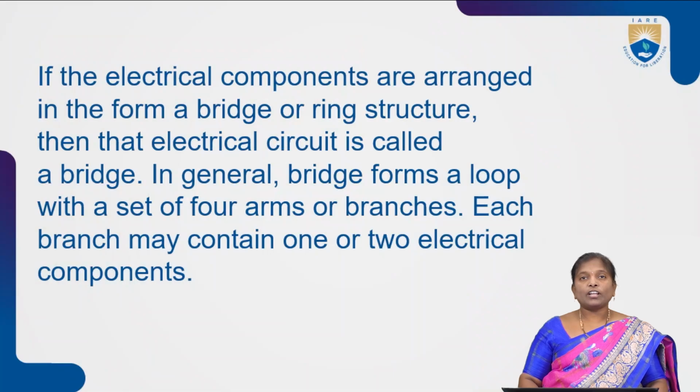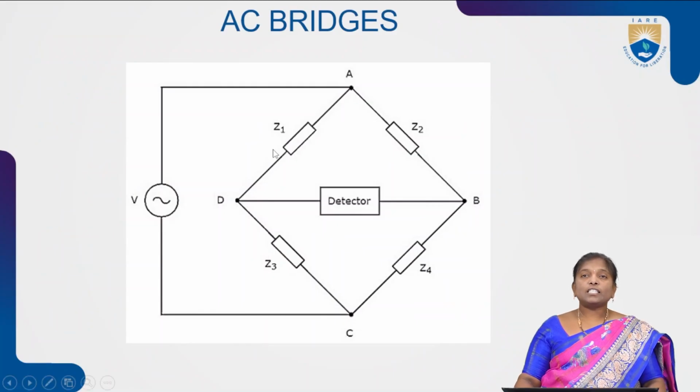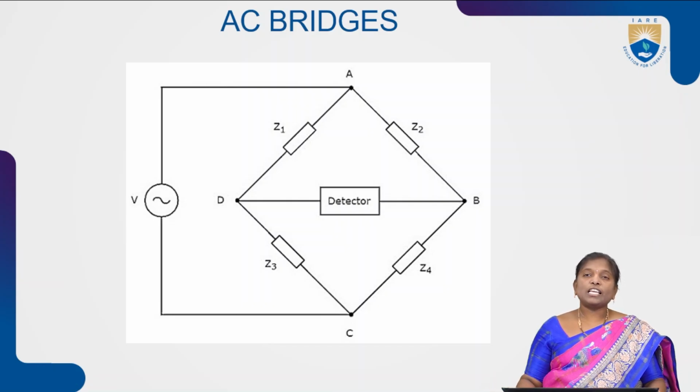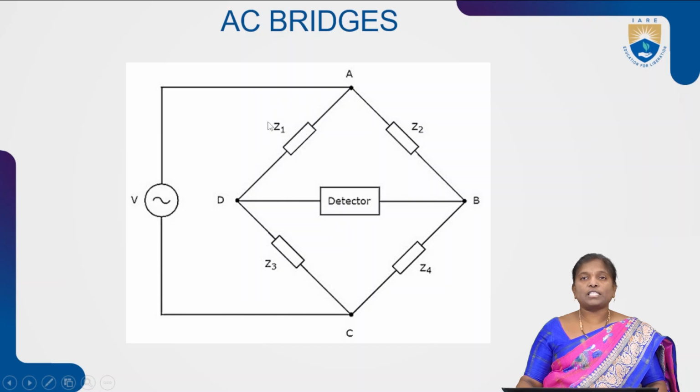Now, look into one of the AC bridges. This is the general construction of an AC bridge. Similar to the DC bridge, an AC bridge also consists of 4 arms. The 4 arms of the bridge are represented with impedances: the first arm with impedance Z1, the second arm with impedance Z2, the third arm with impedance Z3 and the fourth arm with impedance Z4.